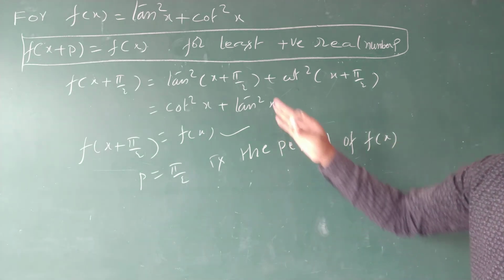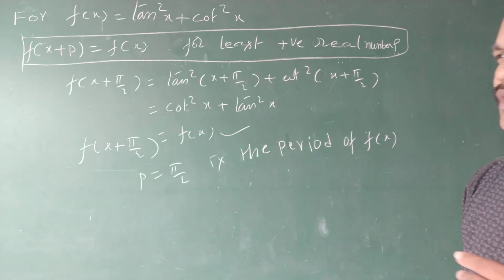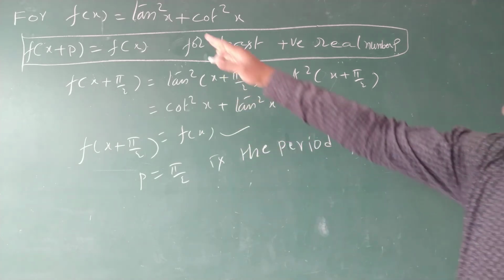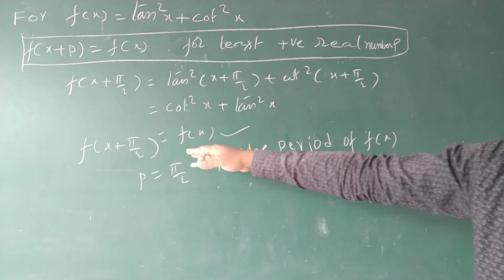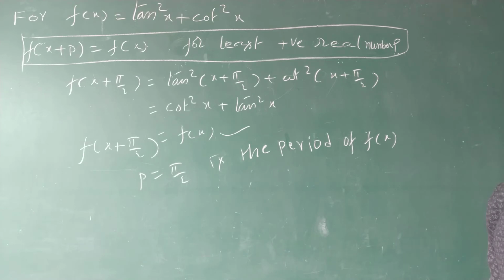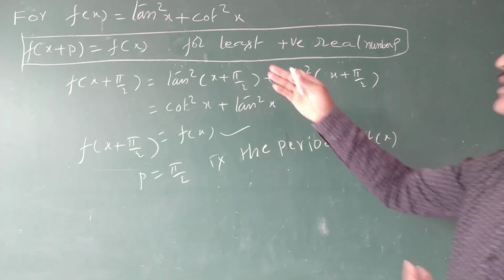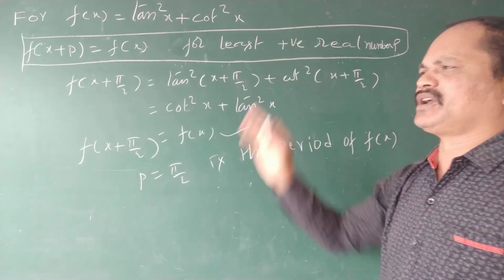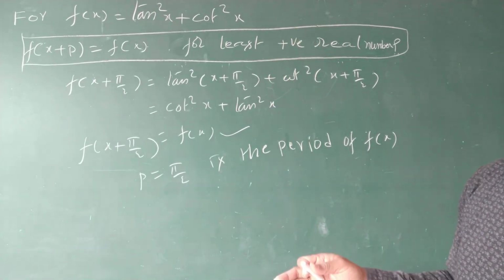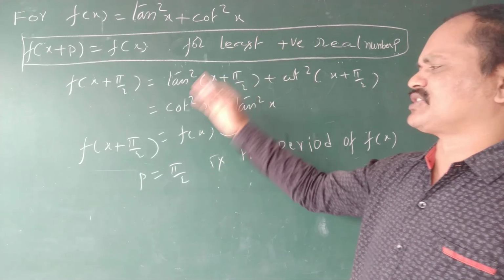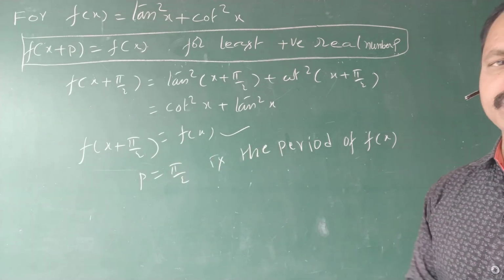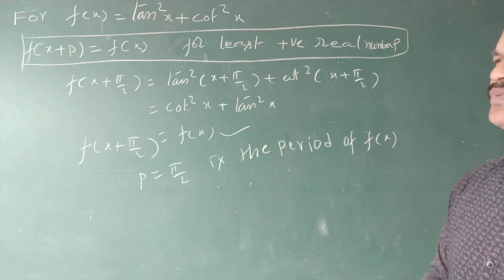For this one, pi by 2 satisfies this function, since in place of p we write pi by 2. Then pi by 2, pi, 2 pi, 3 pi, 4 pi, and so on satisfy this function, including pi by 2. The least among them is pi by 2. That's why pi by 2 is the period for this function.